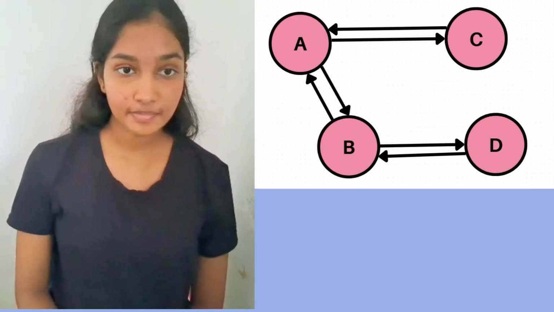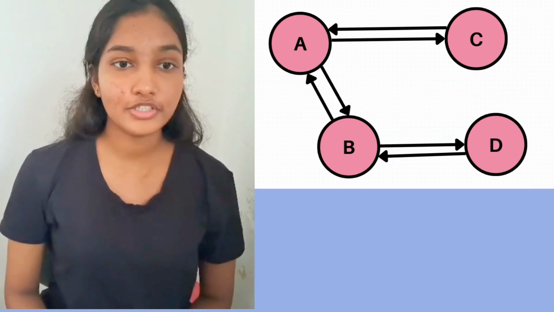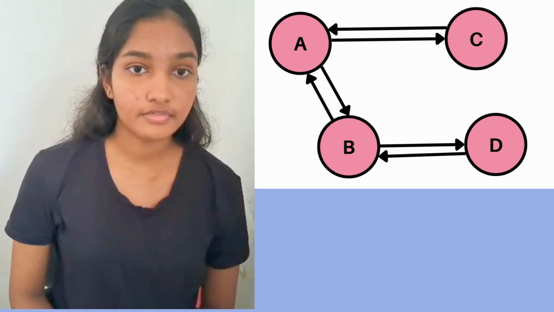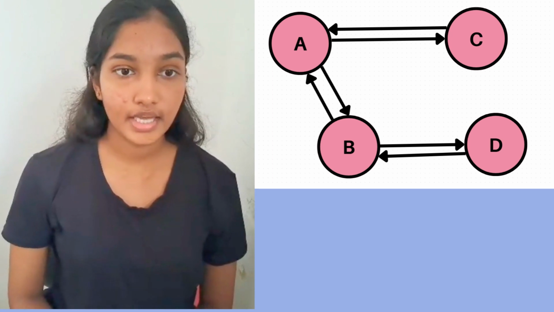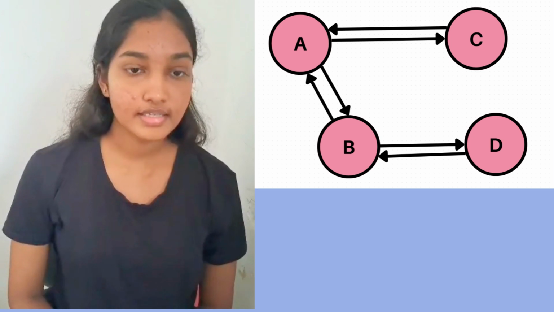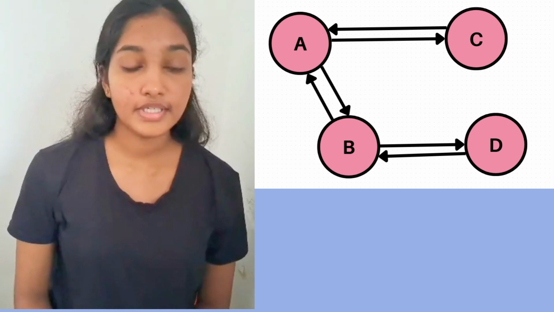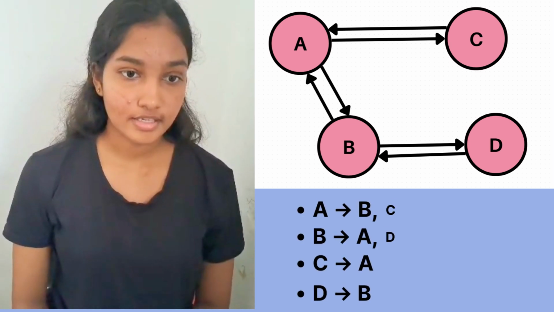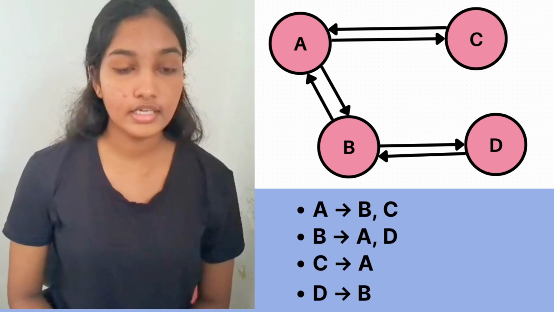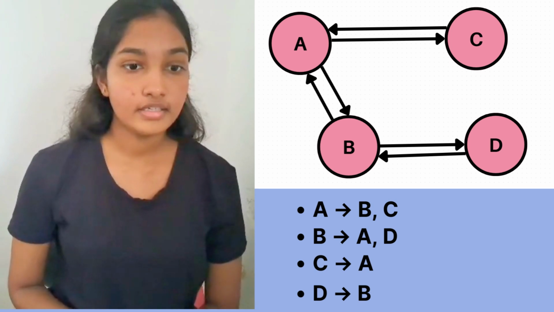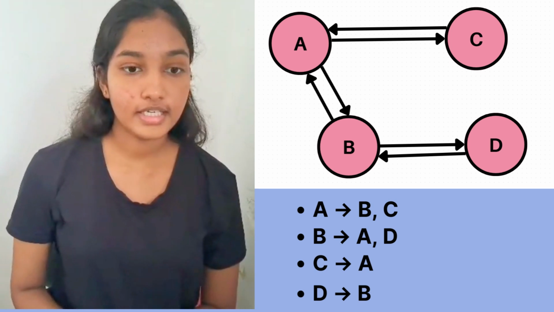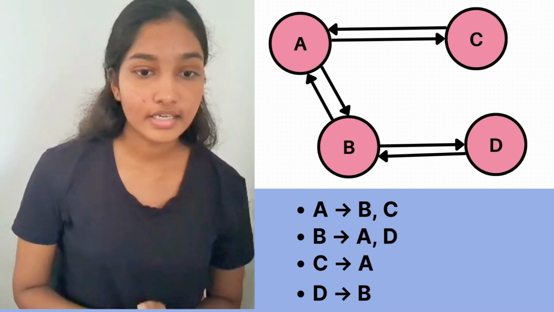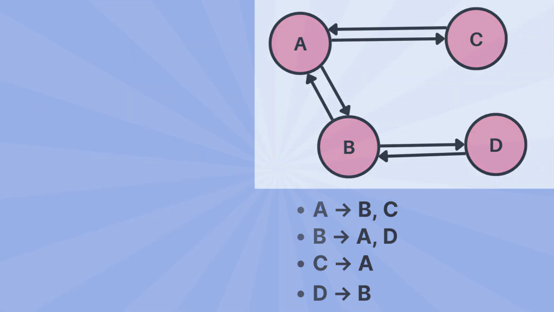Now let's see a simple example to understand the adjacency list. You can see this simple graph with 4 nodes: A, B, C and D. The connections are: A is connected to B and C, and B is connected to D. So the adjacency list will look like this. A is connected to B, C. B is connected to A and D. C is directly connected to A, and D is directly connected to B. So this means A is directly connected to B and C.